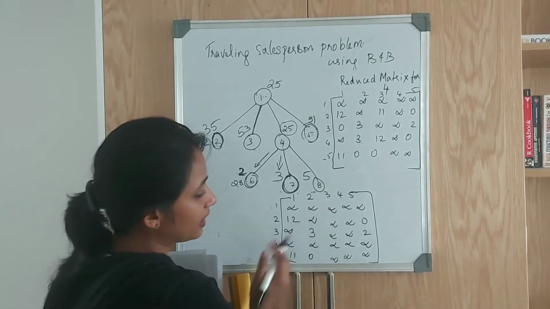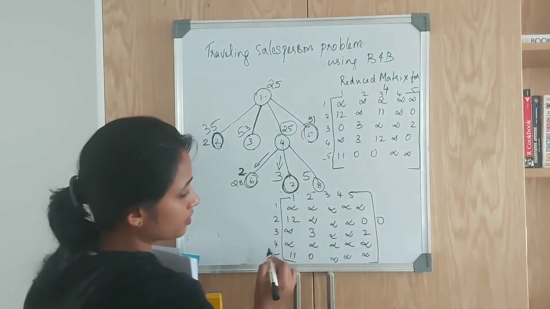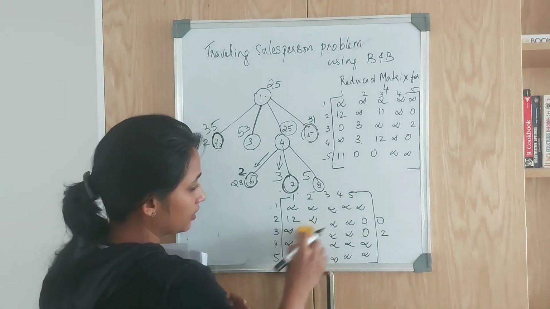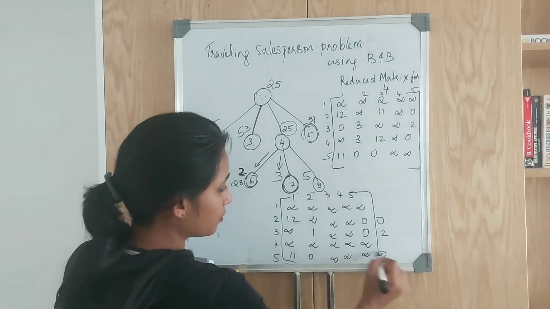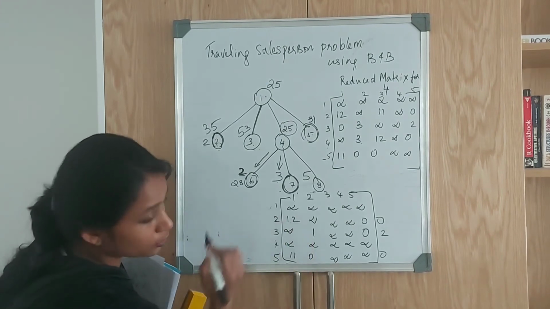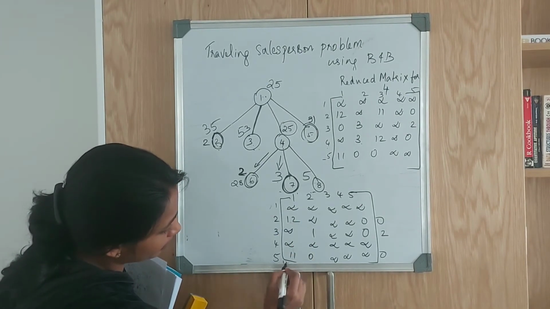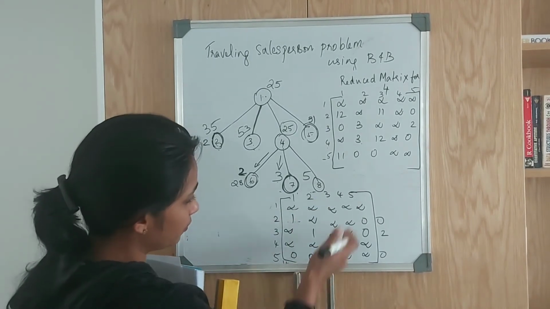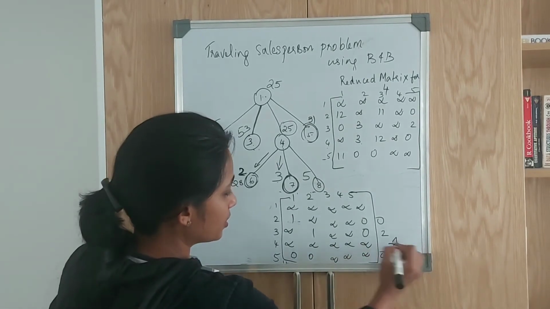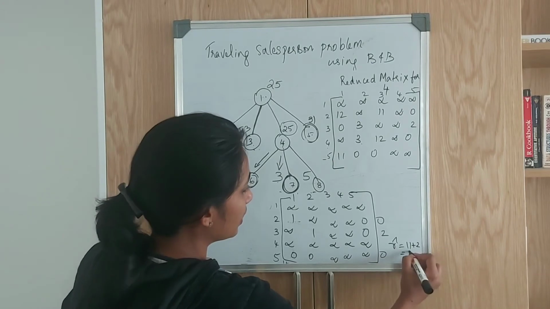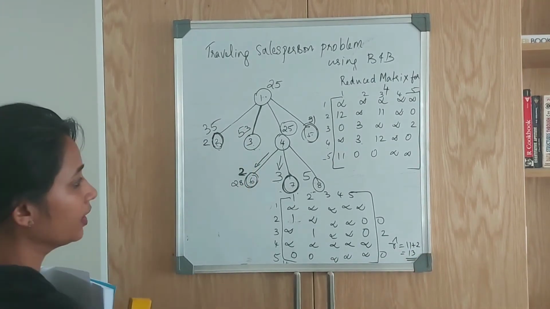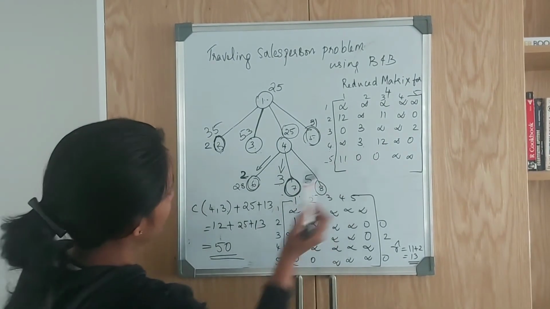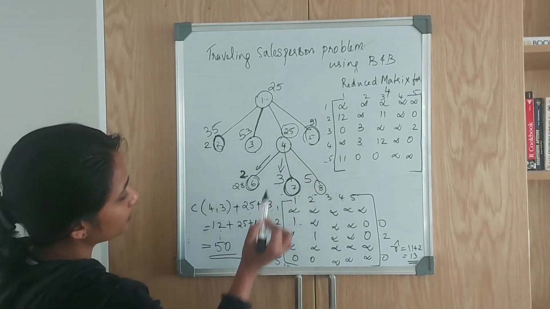Next step, what do you have to do? Check whether this matrix is reduced or not. Here it is 0. This is not reduced. You are going to take 2 out. So this is going to be 0 here, and this is going to be 1. Now column wise, it's not reduced. So you're going to take 11 out, and this is going to be 0, and this is going to be 1. So here there is 0. Okay, now R dash is equal to 11 plus 2, which is 13. Now we have to find the cost of 7. So 4 to 3 is 12 plus 25 plus 13.